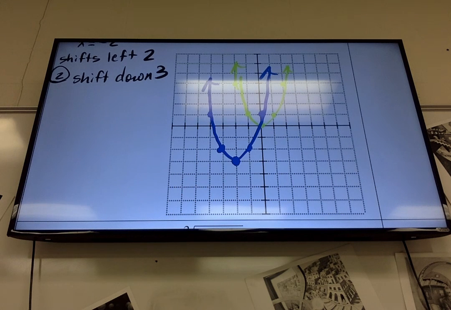So it's the blue one. The green one, I just have it there for reference. I wouldn't put that there every time. But what I've done is take that original graph, the whole thing, and scoot it to the left 2 and down 3. Make sense? All right.